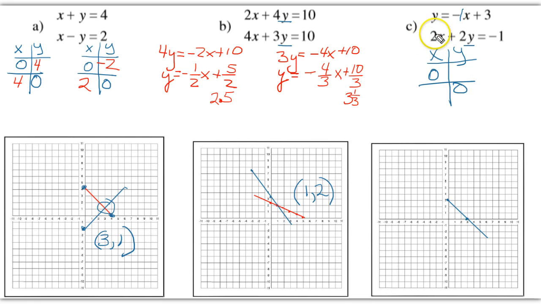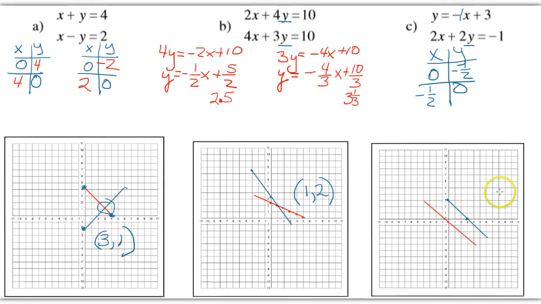Let's see, if x is 0, y is going to be a negative 1/2. And if x is 0, well, if x is 0 here, this is going to be a negative 1/2 again. So let's put them in there. Negative 1/2, negative 1/2. We'll take a little time to do that here.